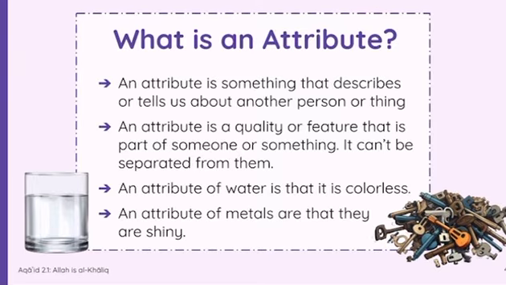Now, an attribute of metals is that they are shiny. So, metals can be shiny, and an example is keys. So, we're describing that keys are very shiny. Metal spoon. You have spoons in your houses. If you take a metal spoon and clean it, you can see it's shining. It's very shiny. It gives that shining glance. Am I right?